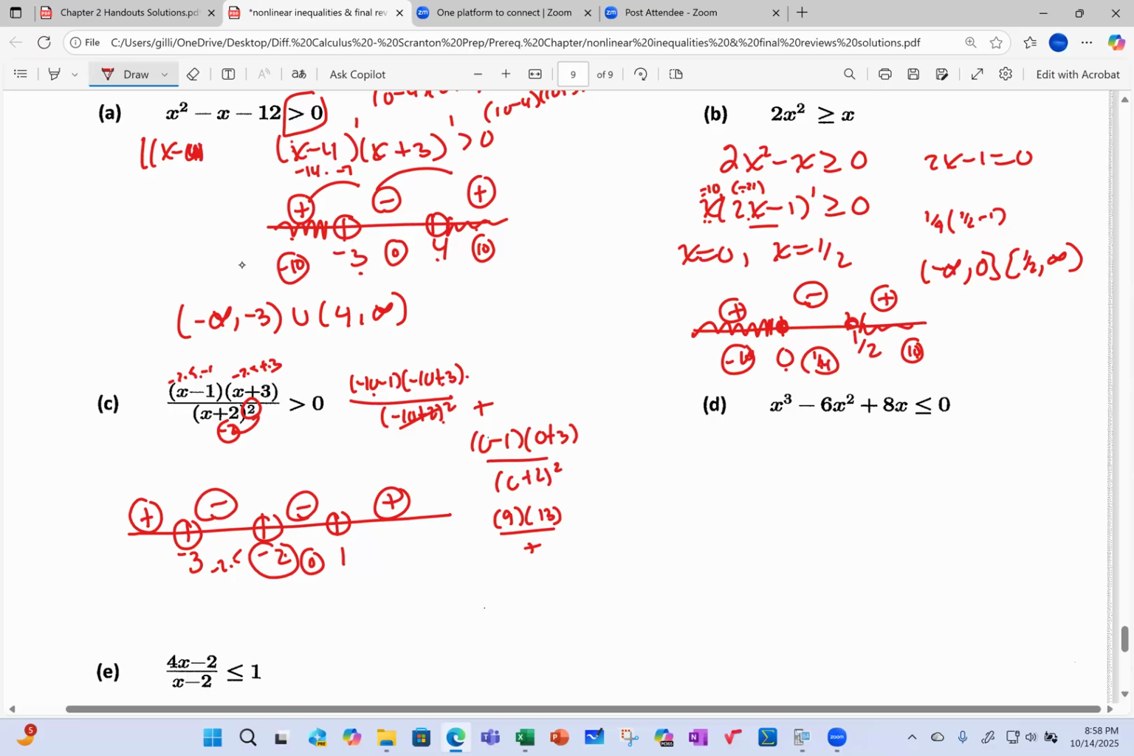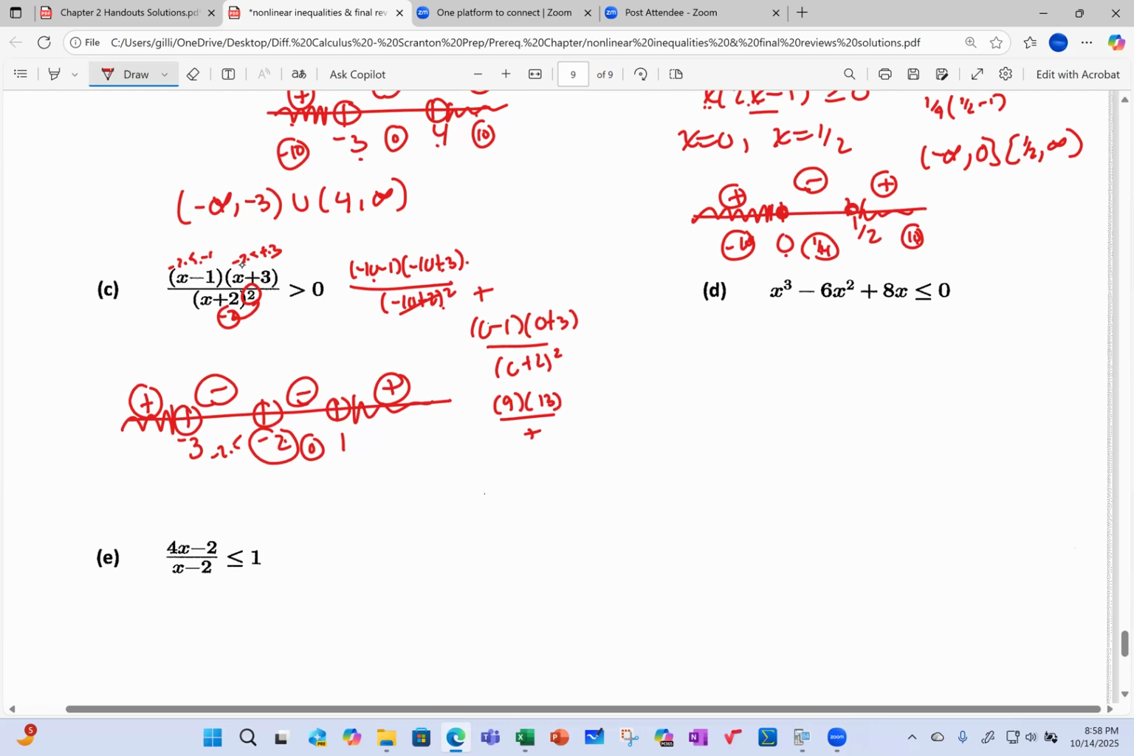from that even power. Once again, where am I greater than 0 is where the number line is positive, from -infinity to -3 and from 1 to infinity.